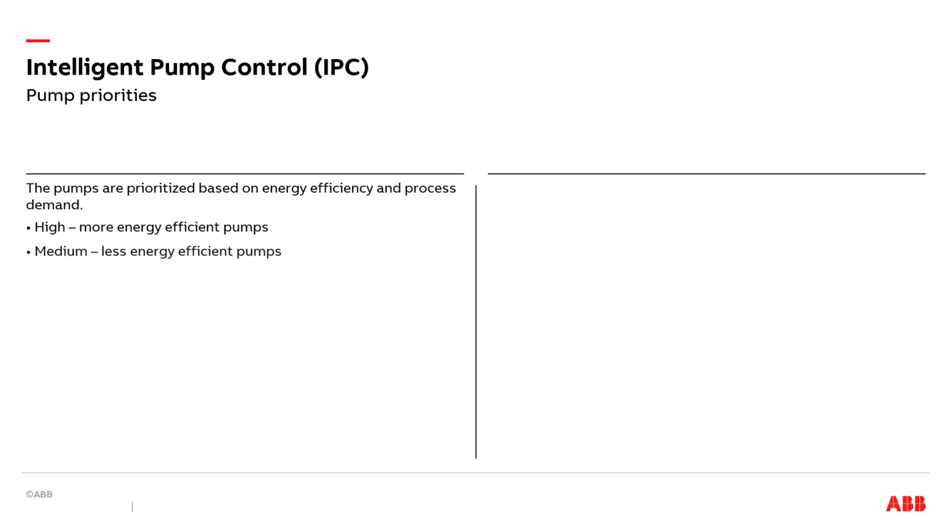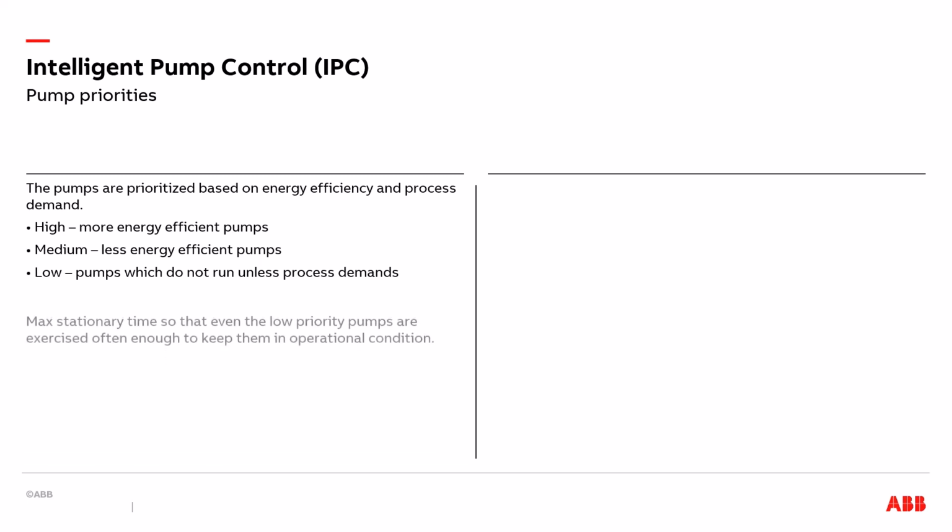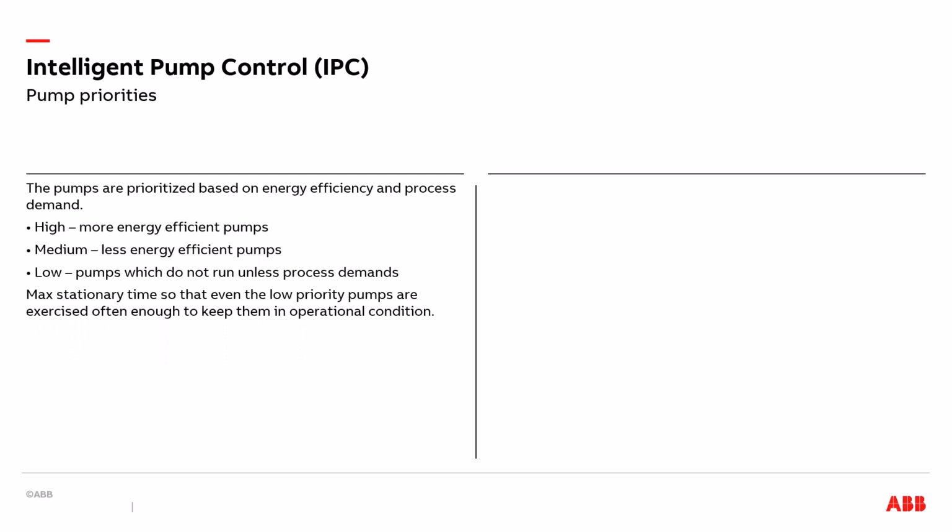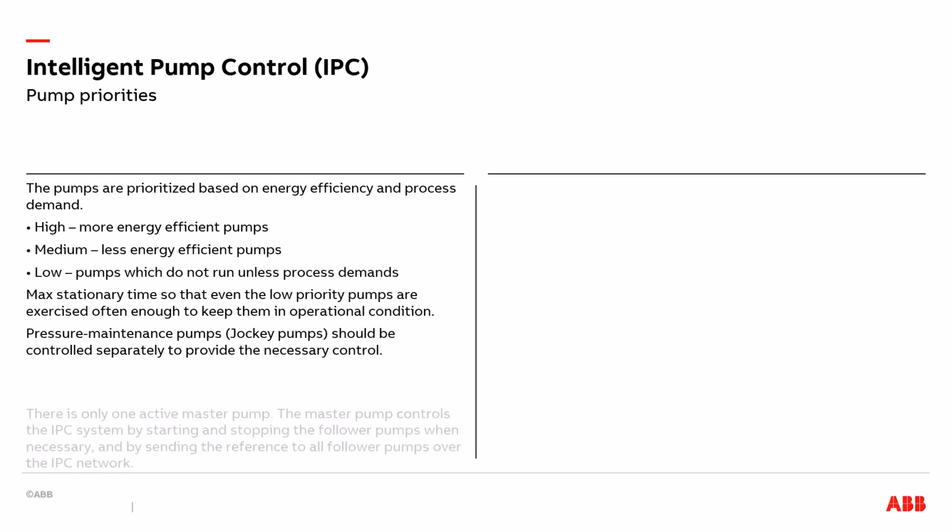Pumps are prioritized based on energy efficiency: high, medium, low. High being more efficient and low being least efficient. If all the pumps are the same, set them all to medium. Max stationary time is so that even low priority pumps are exercised often enough to keep them in operational condition. Pressure maintenance pumps, like jockey pumps, should be controlled separately to provide the necessary control.